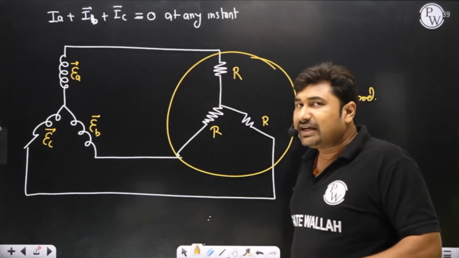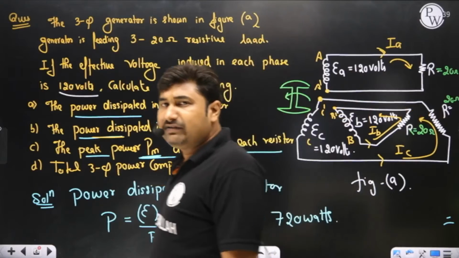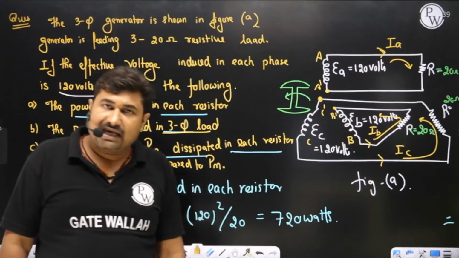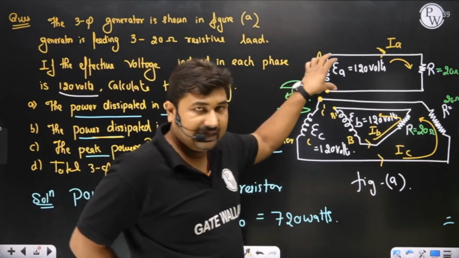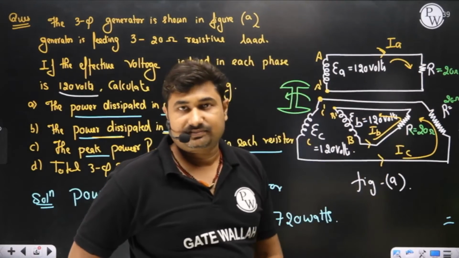In the case of a one-phase system, how many wires are needed? If we have only EA, we need two wires: one is outgoing, one is return.